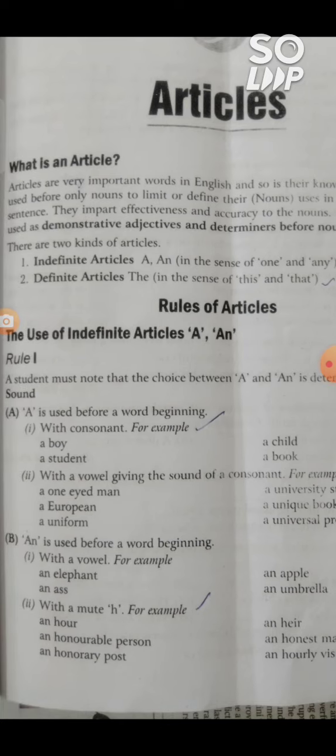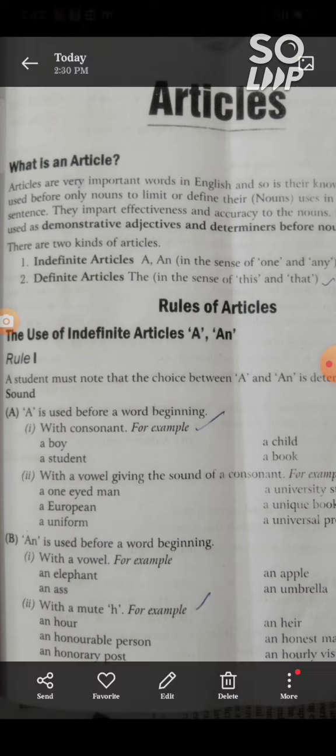So this is the first rule. Rule number 1: based on the sound, how do we use indefinite articles? That is what I have explained. With a consonant sound, we use the article a, and with a vowel sound, we use the article an. Is it clear? Yes.